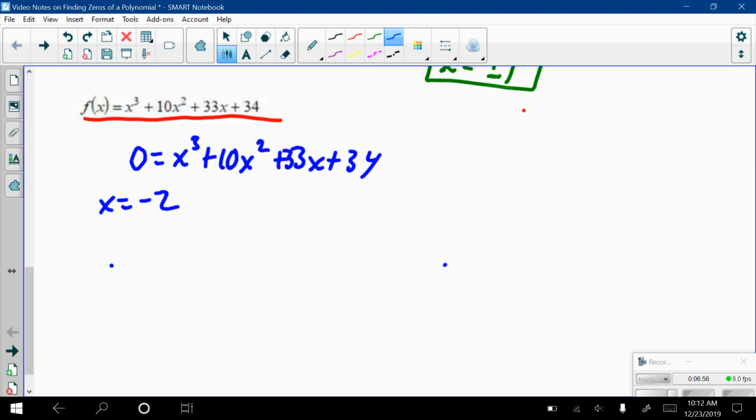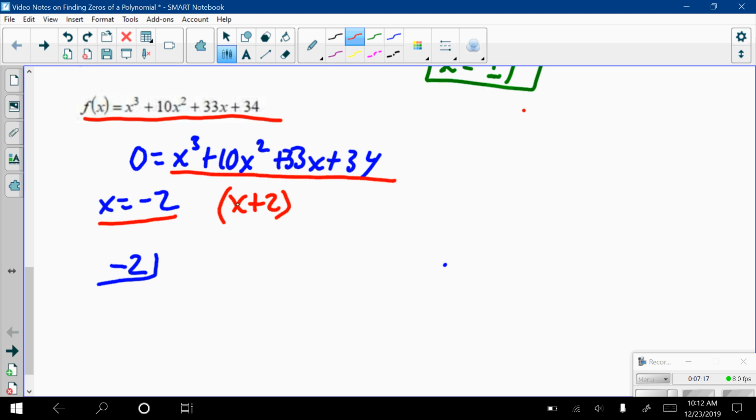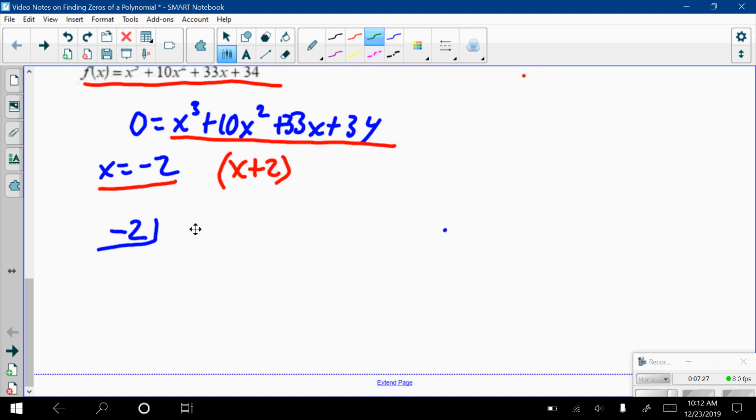What I'm going to do with that is use this idea that if I know a factor, dividing by that factor will tell me other factors. So x equals -2 is an x-intercept, so x plus 2 must have been one of the factors. And so I'm going to divide this polynomial by x plus 2 to get something simpler to help me find my other factors. If I'm dividing by x plus 2 with synthetic division, I use a -2 there. I toss down my coefficients, and I do my synthetic division.